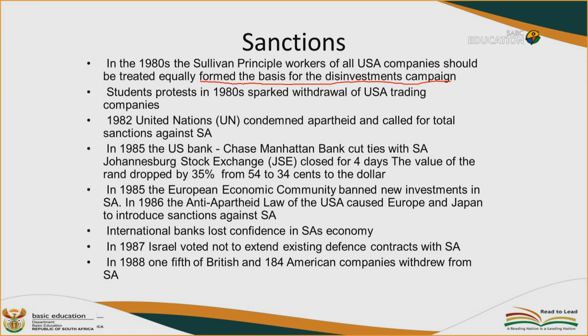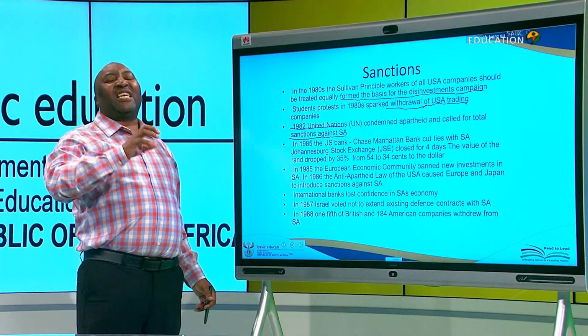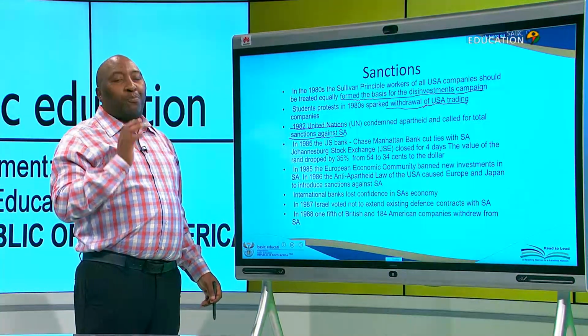Student protests in the 1980s also contributed in ensuring that South Africa was losing trade from the USA. In 1982, the United Nations condemned the apartheid government, and they called for total sanctions. Now, when the United Nations, the world body, says South Africa must be sanctioned totally, that means business.